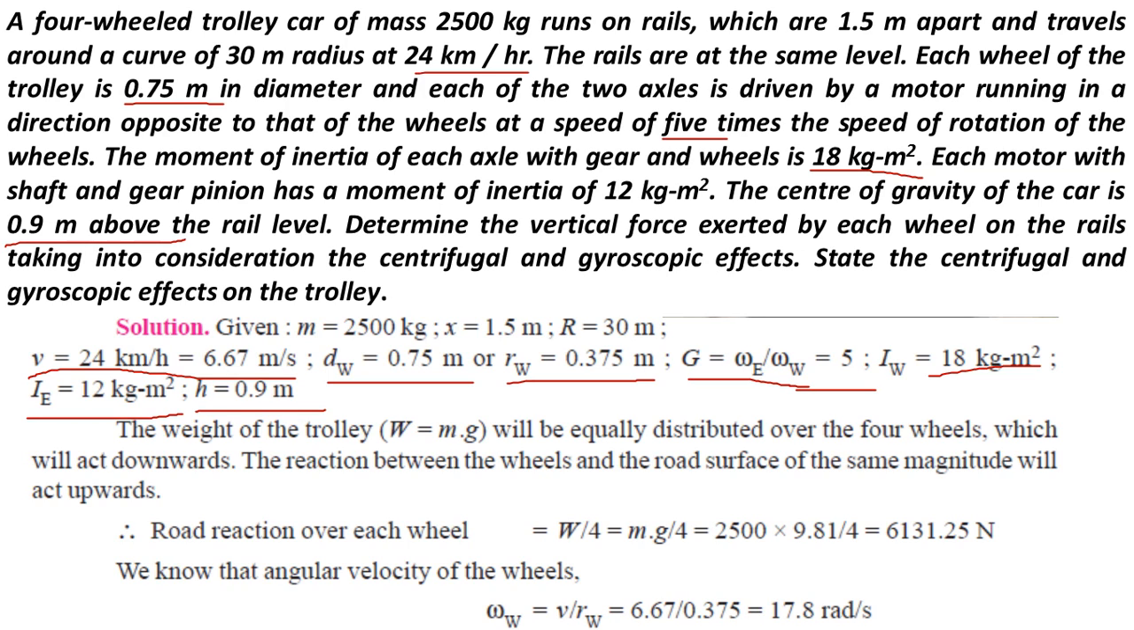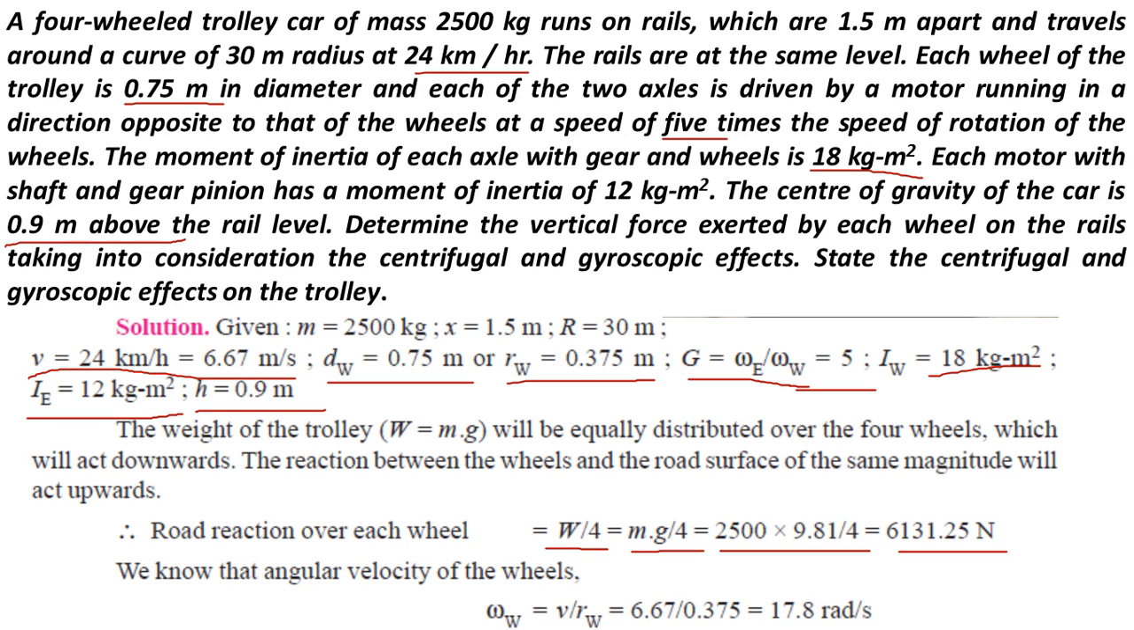That will be distributed over all the four wheels, which will be acting downwards. The reaction force between the wheels and the road surface of the same magnitude will act upwards. So the road reaction on each wheel will be the total load divided by 4, so it will be mg by 4. So 2500 is total mass, multiplied by 9.81 divided by 4, so on each wheel you will be getting 6131.25 newtons.